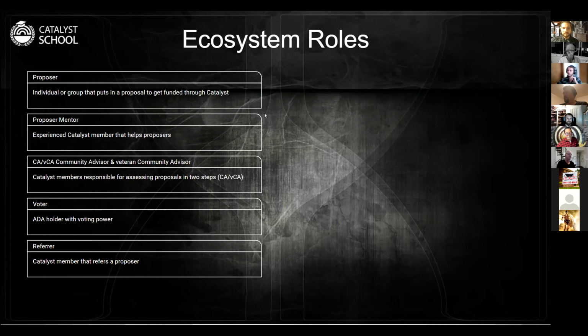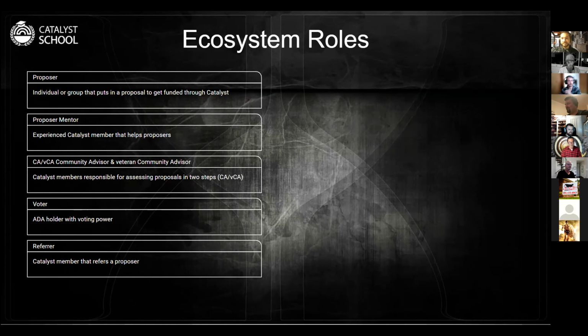The next one is the referrer, which is basically any Catalyst community member who invites someone to propose in Catalyst. For example, if you know someone who has a blockchain-related idea and they need funding, you can just invite them. They are going to submit a proposal and put you in as a referrer. And if they get funded, then you're going to receive some rewards for this.